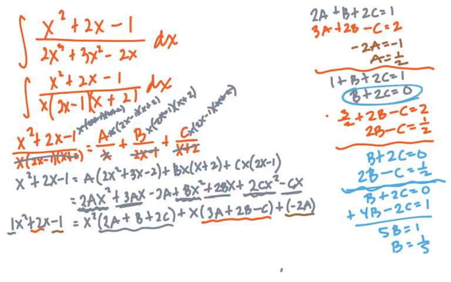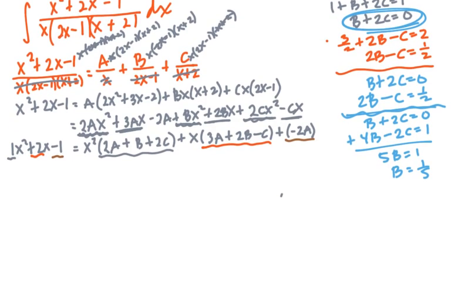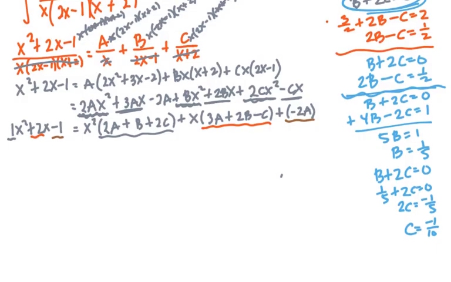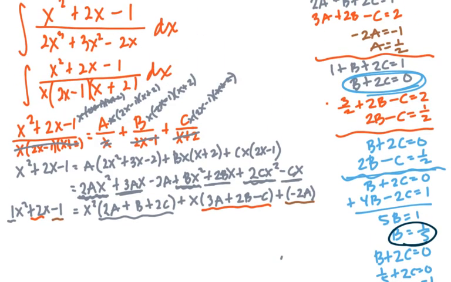Now I'm going to go back and revisit this equation way back up here. So b plus 2c equals 0. So 1/5 plus 2c equals 0. 2c equals negative 1/5. Multiply both sides by a half. C equals half of that, negative 1/10. So c equals negative 1/10, b equals 1/5, and a equals 1/2.